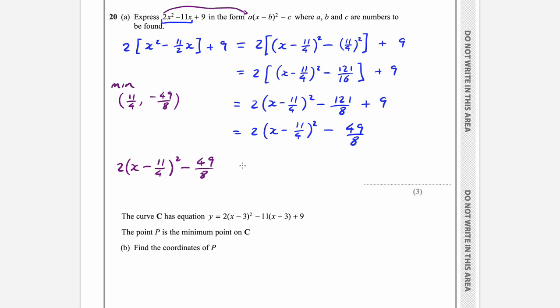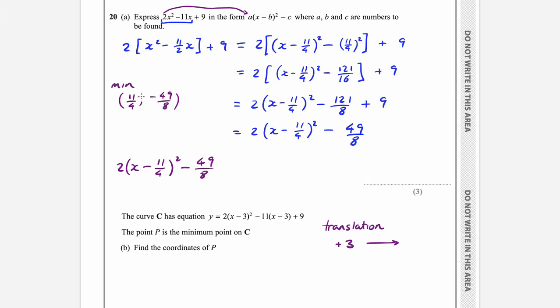Okay, the curve C has equation this. P is the minimum point. Find the coordinates of P. Okay, so obviously, guys, we can recognize that this is the exact same quadratic, except x has been replaced by x minus 3. So essentially, it is a translation of 3 to the right. So I'm going to go right 3.